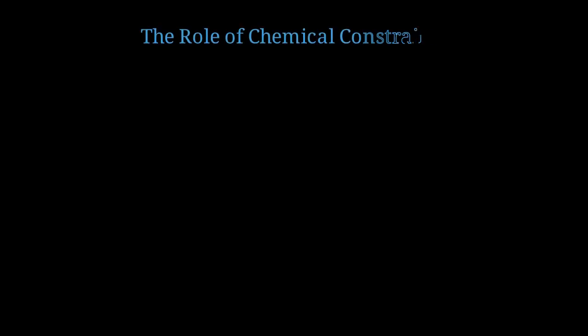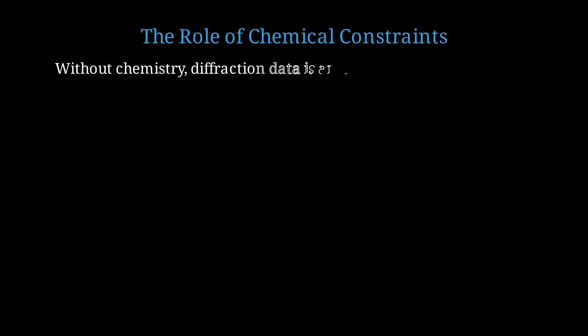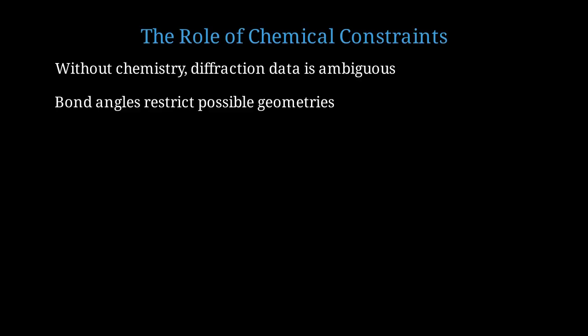I want to emphasize the crucial role that chemical constraints played in determining the correct structure. X-ray diffraction data alone is often ambiguous. Many different structures could potentially produce similar diffraction patterns. Chemical knowledge constrains the possibilities. Bond angles restrict the possible geometries that atoms can adopt. You cannot arbitrarily place atoms anywhere. They must obey the laws of chemical bonding.